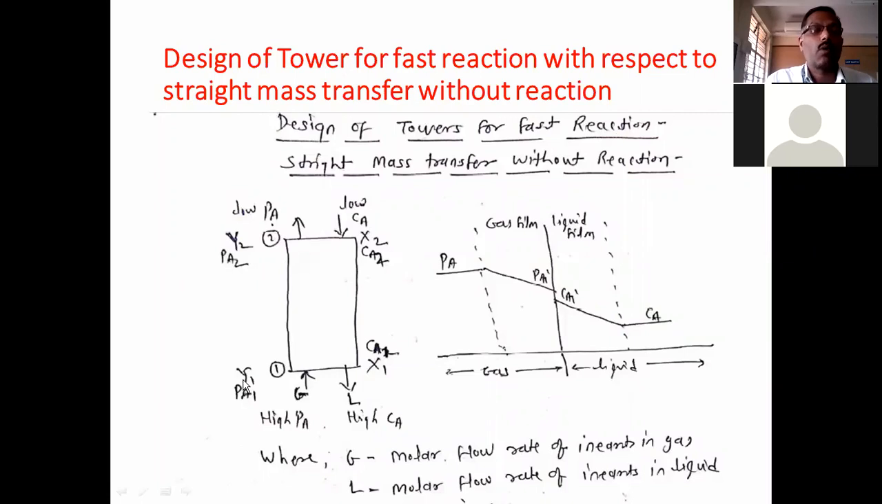So what are x1, y1, x2, y2? These are the ratios of the solute to the inerts. So this is the interface mass transfer, between the gas film and the liquid film.